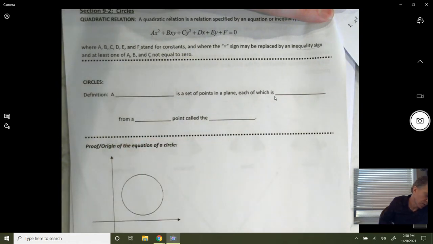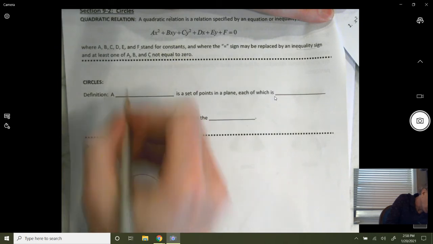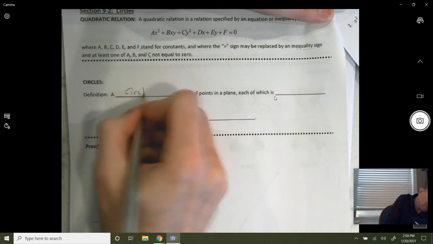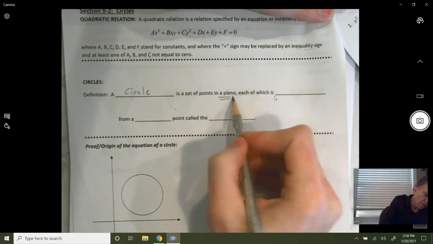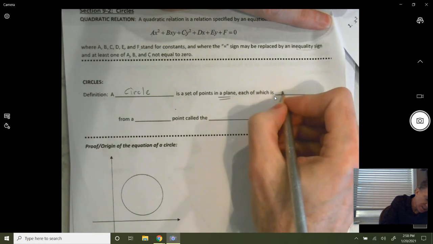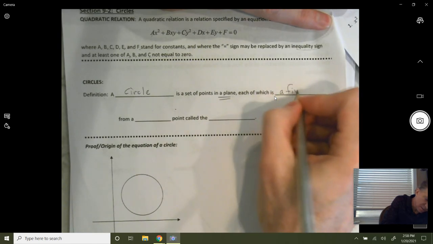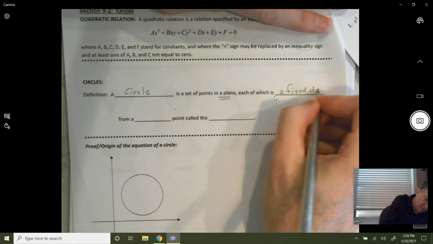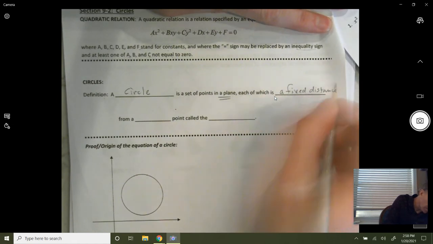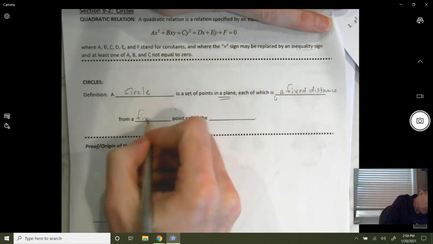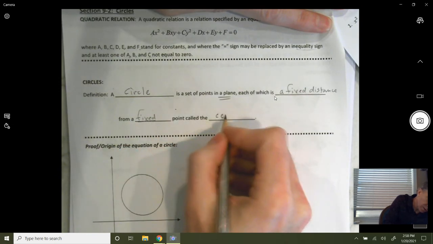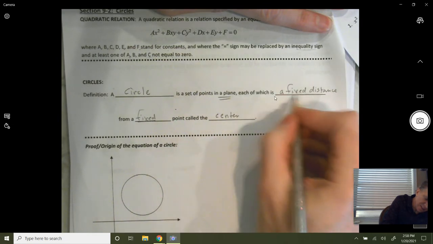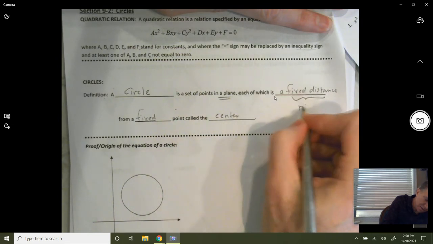Okay? Now, a definition of a circle. The geometric definition of a circle is the set of all points in a plane, and that's important, in a plane, okay, each of which is a fixed distance from a fixed point called the center. That fixed point is called the center, and that fixed distance we call the radius.